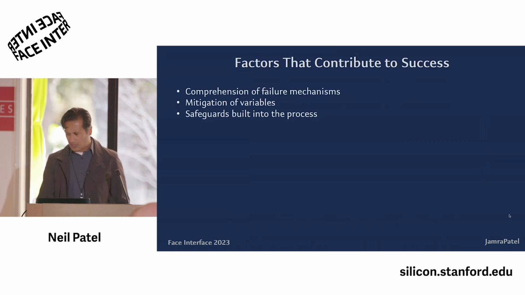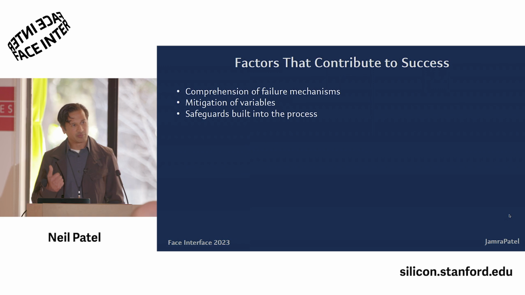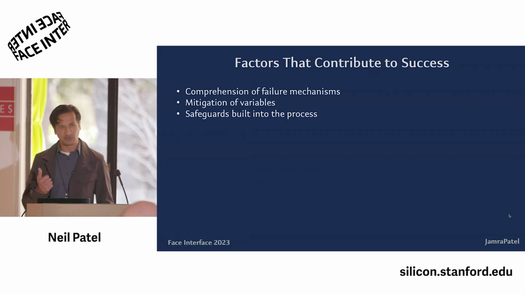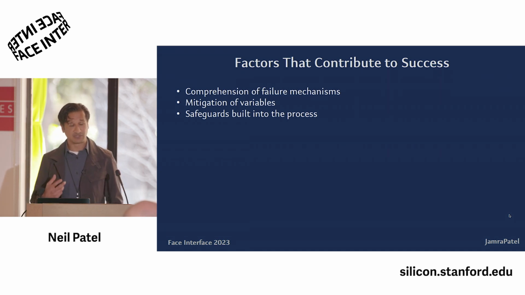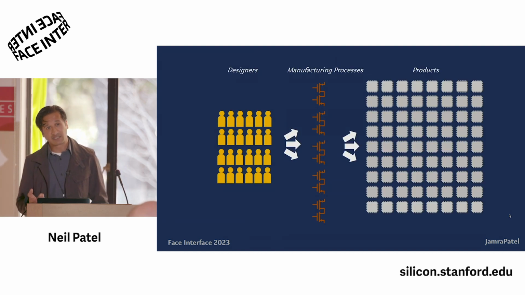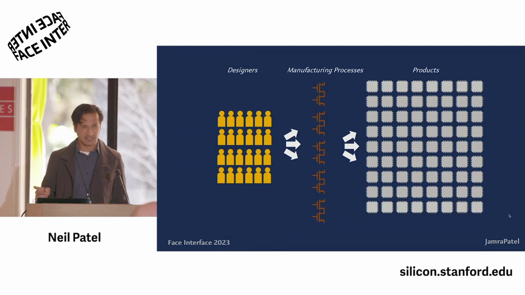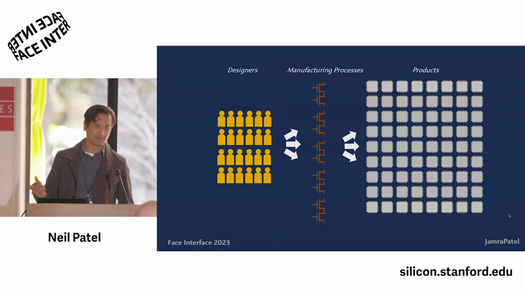Some of the reasons for that are that in the development of that process, we have a really high comprehension of the failure mechanisms, and we do a lot to mitigate the variables. And then there are safeguards already built into the process so that it's more robust, eliminating some of those sources of variation. But making a semiconductor is only one part of a bigger process, which is making semiconductor products, right? You don't just make a transistor for the fun of it. You need to do something with it.